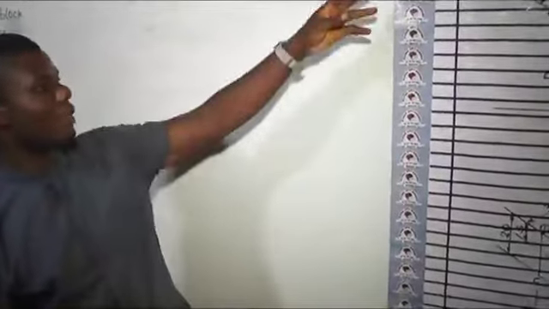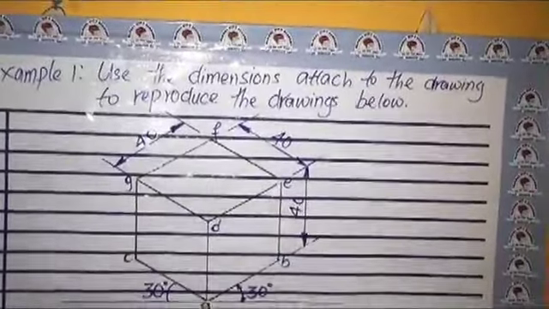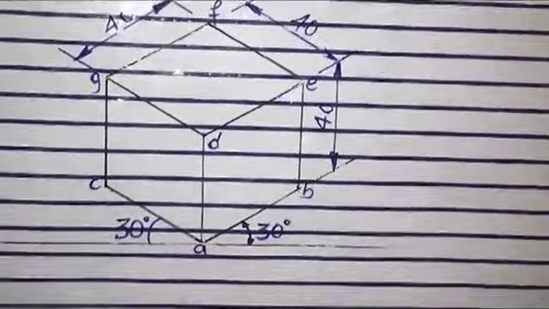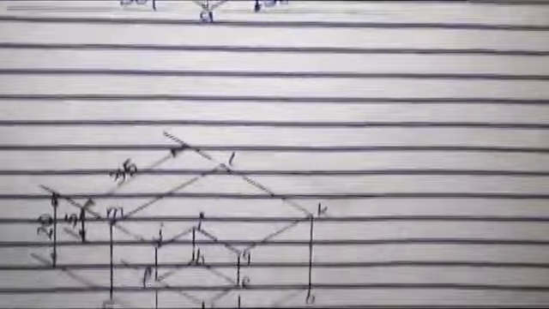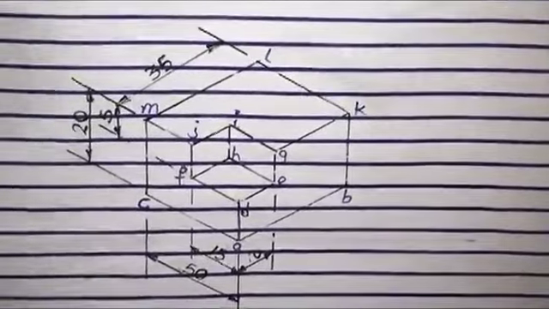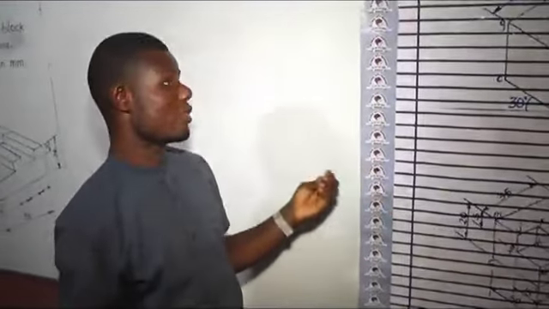Let's take a look at some examples of isometric drawings. You can see that we have two isometric blocks here, this first one and this other second one. Now we are going to learn how to draw this isometric block or drawing here using our drawing instruments and materials.